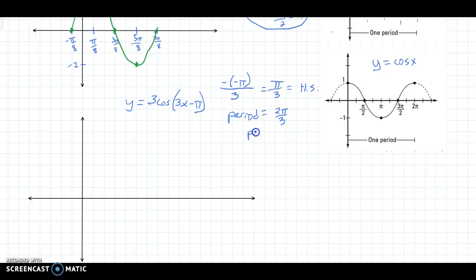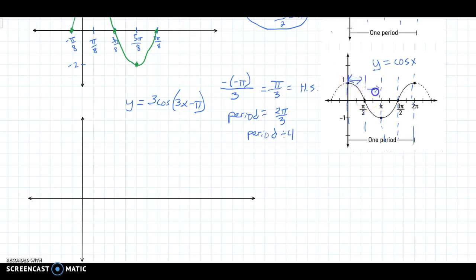But what we realized too is that we need the spacing. So that's always the period divided by 4. And let me just remind you, the reason why we're dividing by 4 is that all of our cycles for sine and cosine are divided up into 4 equal subintervals.